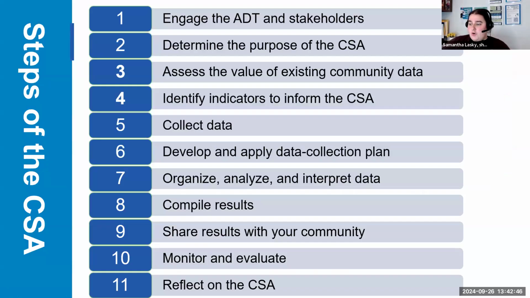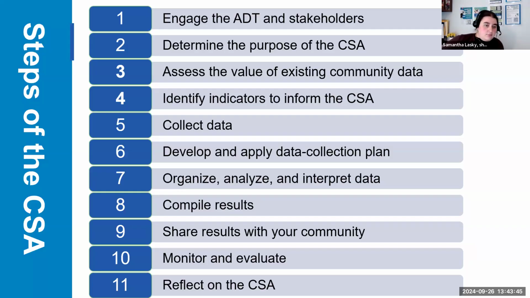So overall, the steps of the CSA are very similar to MAP 1.0 and the community health status assessment, but you're really engaging your assessment design team. ADT is the assessment design team, which is essentially the advisory committee, as I noted earlier, that helps you identify and go through these assessments, along with any relevant stakeholders that will be a part of this status assessment process. Determine the purpose for your community, assess the value of existing community data, identify indicators to inform the CSA, develop and apply the data collection plan, collect the data, organize, analyze, and interpret it, compile your results, share with the community, and then, of course, monitor and evaluate.